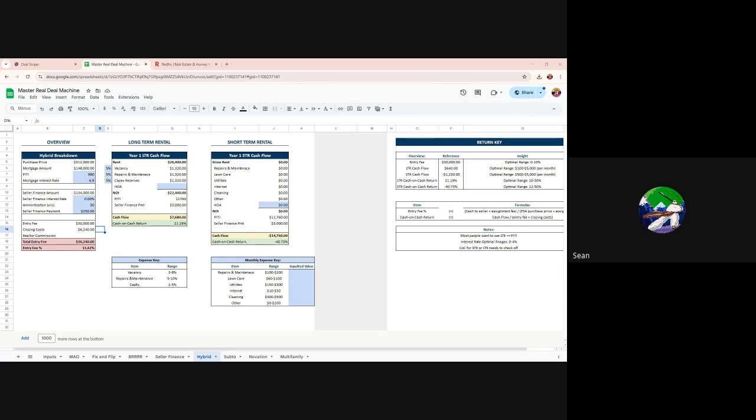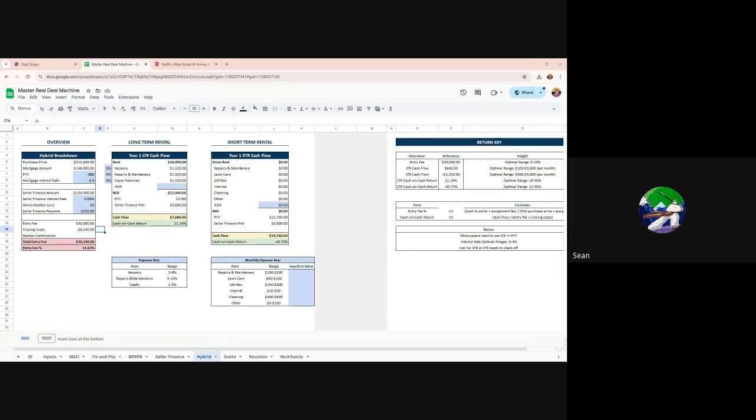On a hybrid, that means they have a mortgage. So we're going to have our investor pay the mortgage and then also pay the monthly payment to the seller to start chipping away at how much equity they're wanting to get paid for the property. Does that make sense? Okay, cool.